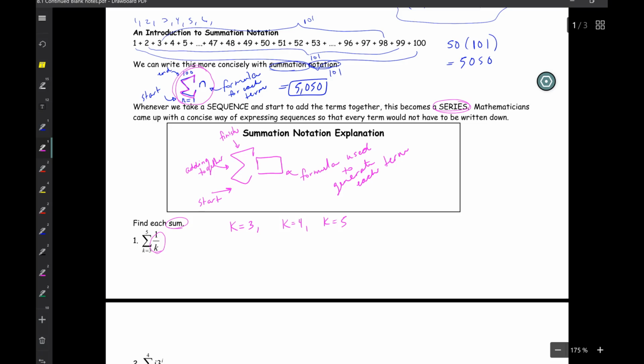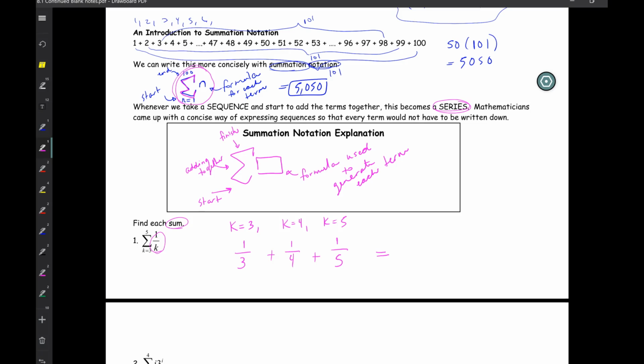To determine what the actual terms are in the pattern, I plug in each value of K into the formula. So I'm summing together 1/3 plus 1/4 plus 1/5, and then my answer is that sum. This is summation notation. It's just like the answer was 5,050 for Frederick Gauss.